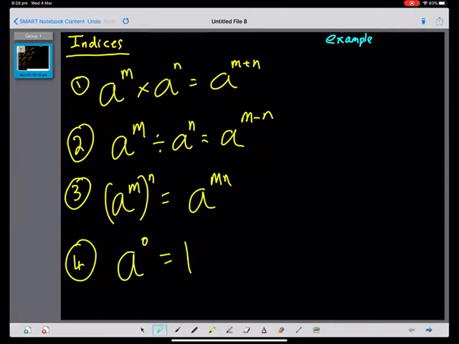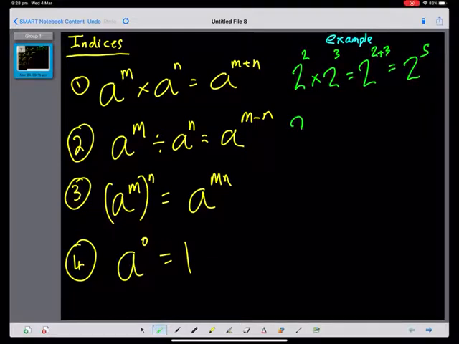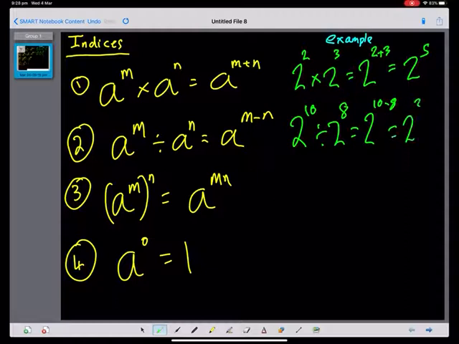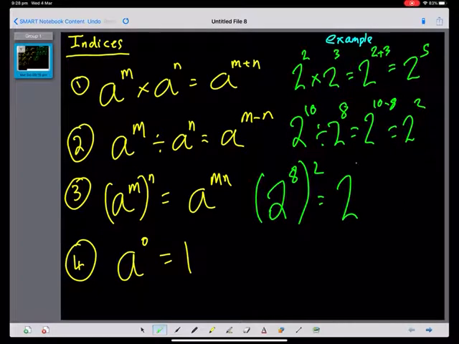and then we'll take a closer look at each rule. Okay, so 2 squared multiplied by 2 cubed. We add the powers. 2 plus 3 is the same as 2 to the 5. The second one, let's have 2 to the 10 divided by 2 to the 8. The base is the same, so we subtract the powers to get 2 squared. Here, we've got 2 to the 8, squared, and our index law says that we can multiply the powers to get 2 to the 16.